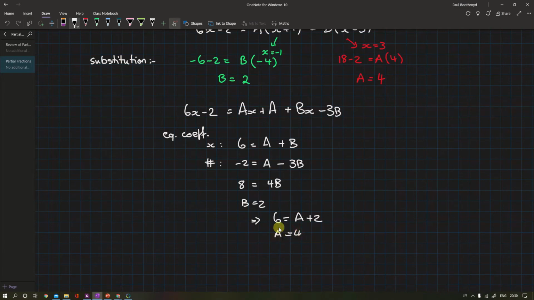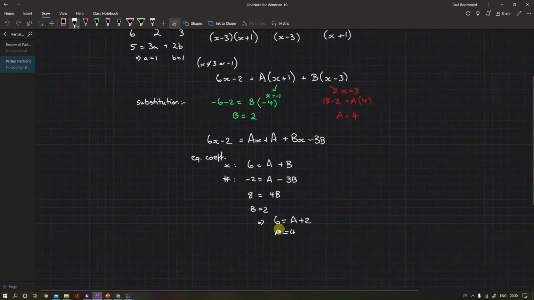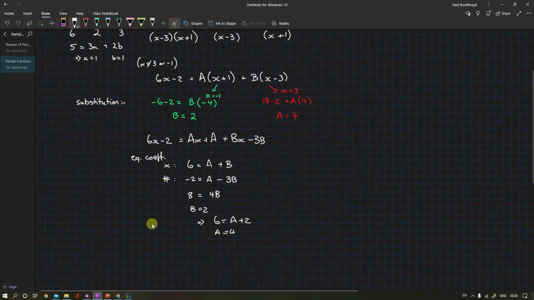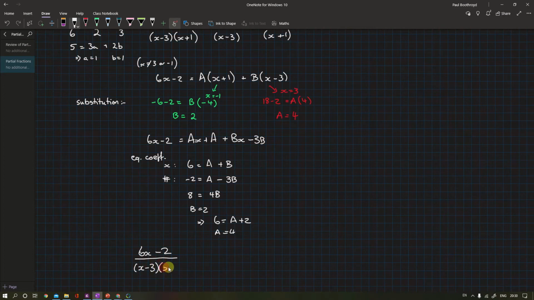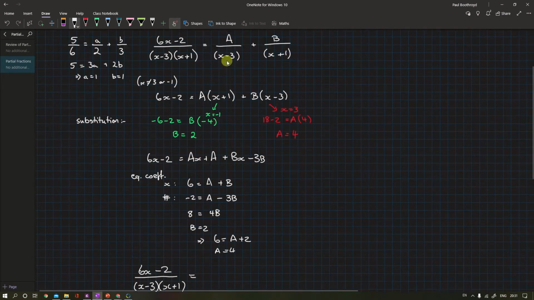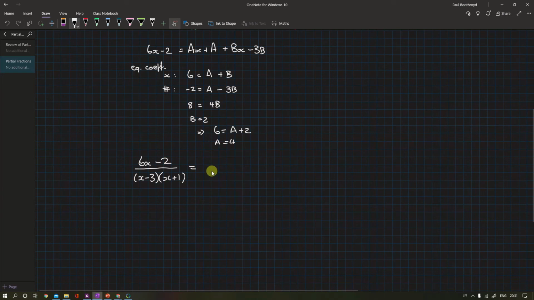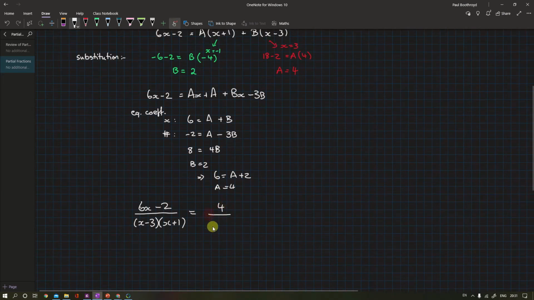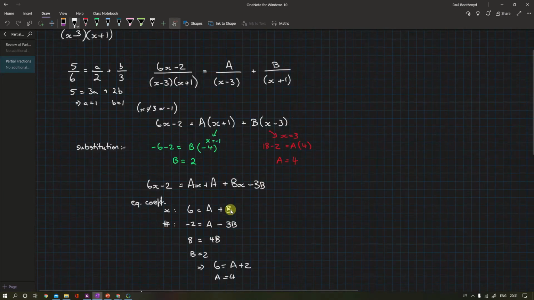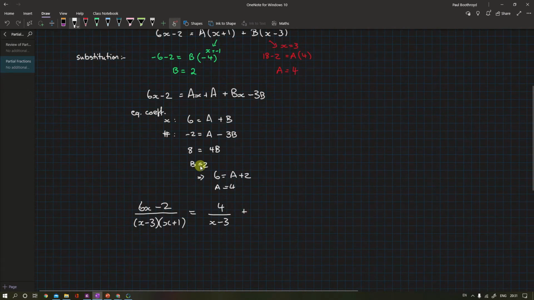So now we can actually rewrite this expression above, 6x minus 2 over x minus 3, x plus 1 is equal to, and make sure you get them the right way around, the x minus 3 was under the a. So we get 4 over x minus 3 plus 2 over x plus 1.